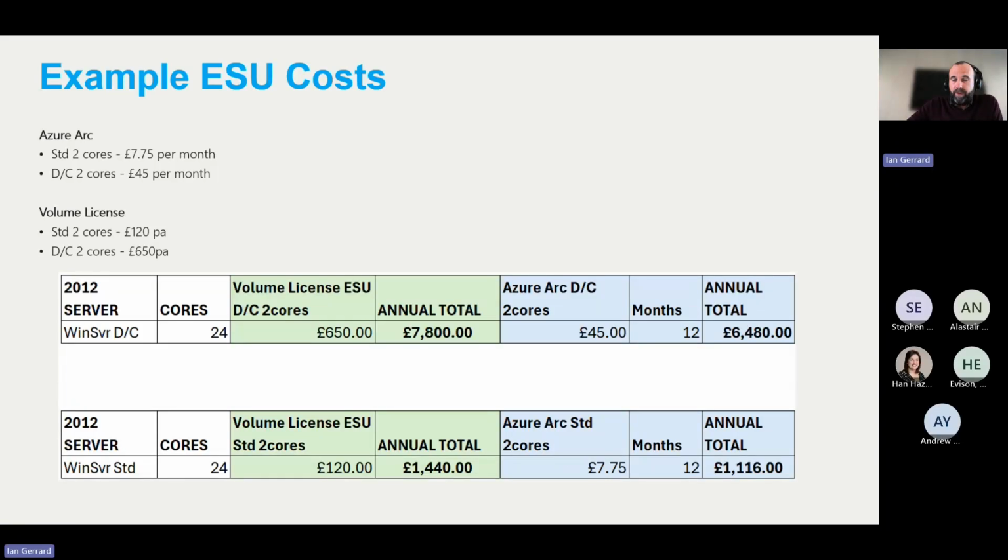On this slide here, I was breaking down what that really means if you've got 24 cores of Windows Server Datacenter that need covering with extended support. If you buy it as a volume license, you're basically paying 7,800 a year. If you do it through Azure Arc, there's a saving. You're going to save just over £1,000. But critically, with Azure Arc, you can end it at any time as soon as you're ready to. The commitment is only monthly.